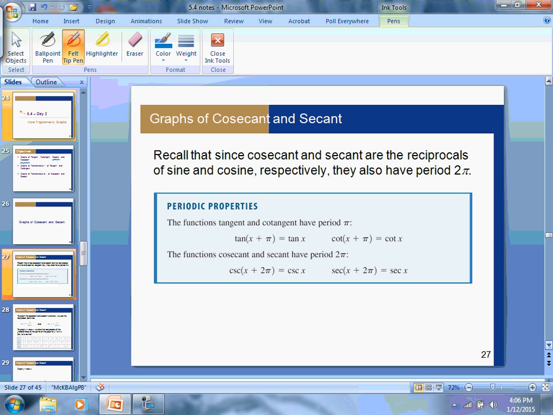Now this is just a reminder. This is the same little box that we had for the notes yesterday that shows the basic form for the tangent and the cotangent functions when you're graphing them. It also shows the basic forms for the cosecant and the secant functions. And remember that since sine and cosine have a period of 2 pi, the cosecant and the secant are also going to have a period of 2 pi when you make those graphs.